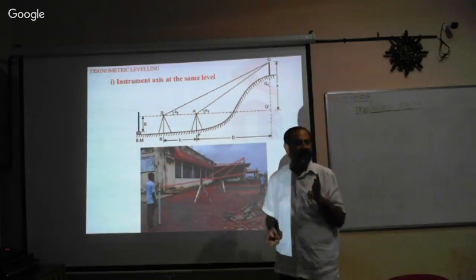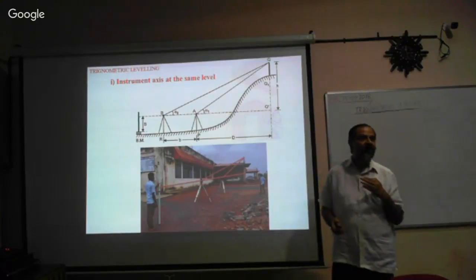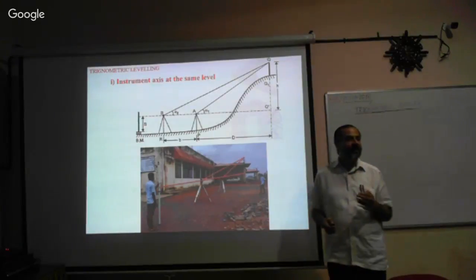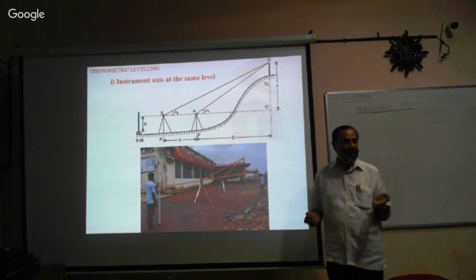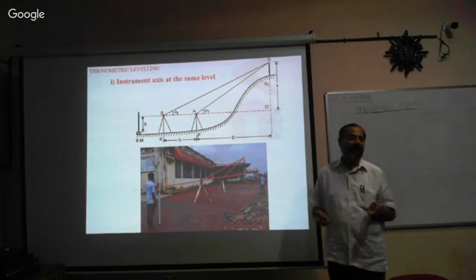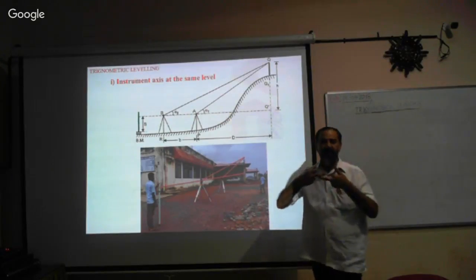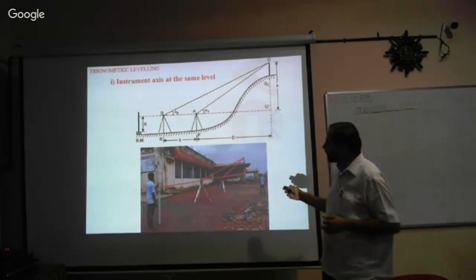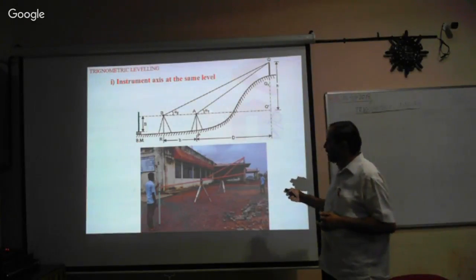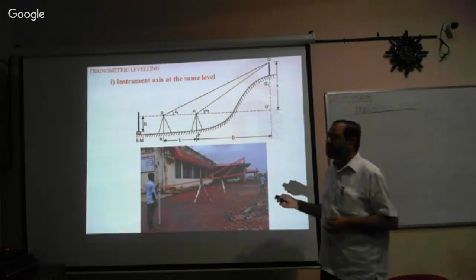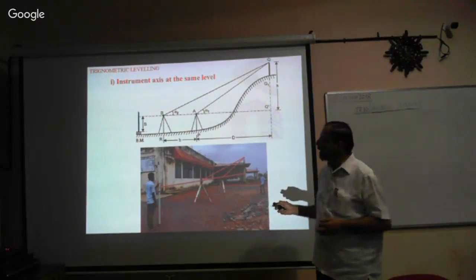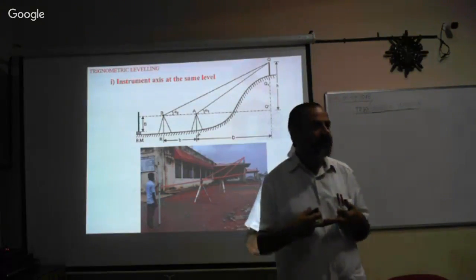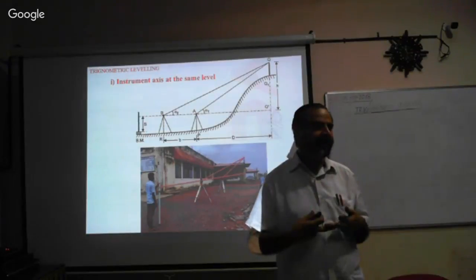Now what is the requirement? Or else can you do it? Is it possible to do it? Definitely you can do it, but it needs more time. It needs more time because to make the first instrument station and the second instrument station, the instrument axis, that is the line of sight of the first instrument station and the line of sight of the second instrument station should be coinciding with each other. It is difficult to do this job, isn't it?